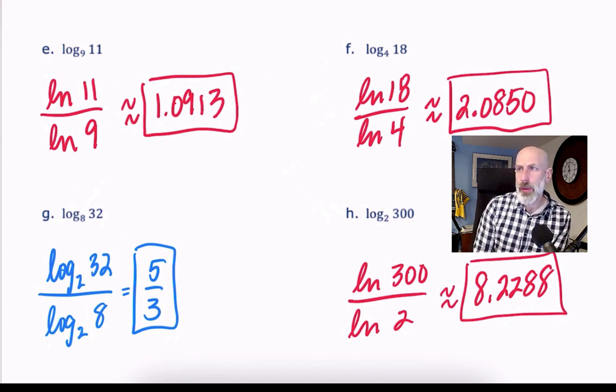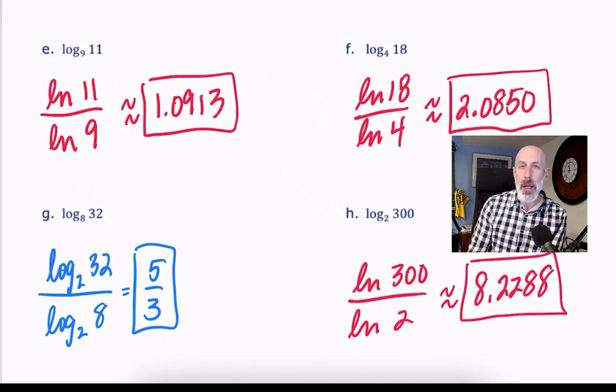A lot of students may make the mistake of thinking like example F and H might be able to be rewritten and done without a calculator, but it's different than reducing a fraction. It's not, oh, 4 and 18 are both even, therefore it's going to work. Or 2 and 300 are both even. They would both have to be powers of the same value.